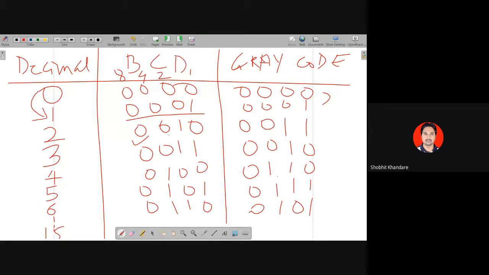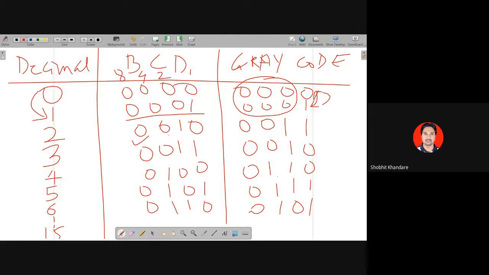If you go from 0 to 1, you will see that out of these 4 bits, 3 bits remain the same, and there is a change in only 1 bit. Which are the 3 bits that remain the same? These are the 3 bits that remain the same, and there is only a change in the LSB. What change? 0 became 1. Can you see here? 0 became 1.